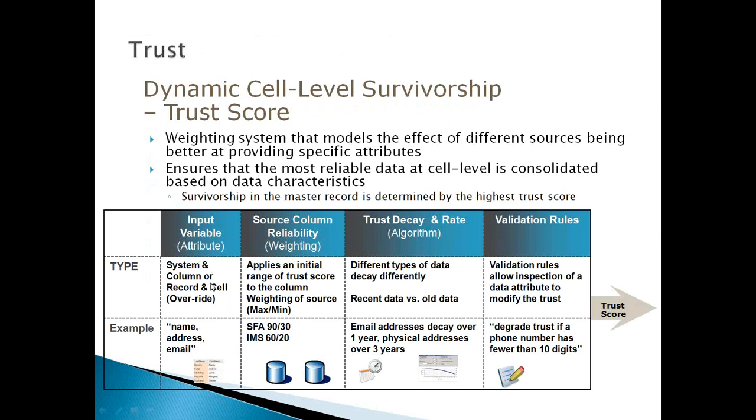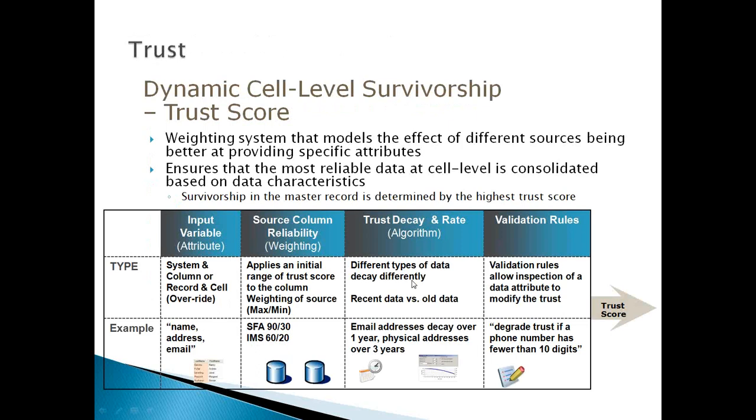So here the first thing is identifying the columns. The input variables here are name, address, and email. We have identified, for example, that for name, address, and email, I am getting data from more than one system. Then source reliability means which system is more reliable. In this slide, there are two systems, SFA and IMS. We have given that SFA is more trusted, so it has a trust of 90 and a minimum trust of 30. Similarly for IMS, maximum and minimum. So we need to specify two things, maximum trust and minimum trust.